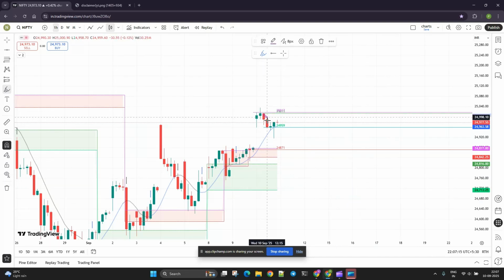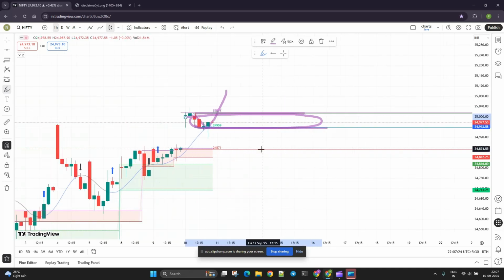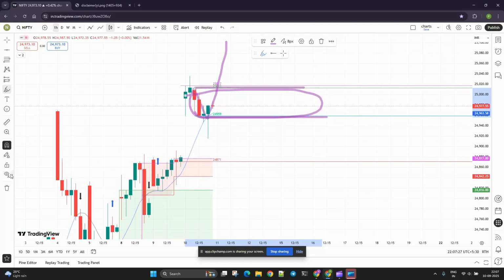Now this will be a demand zone, or supply, sorry, demand zone again. If it breaks out 24,000, what is the level I see there?